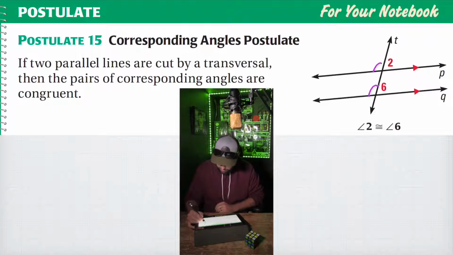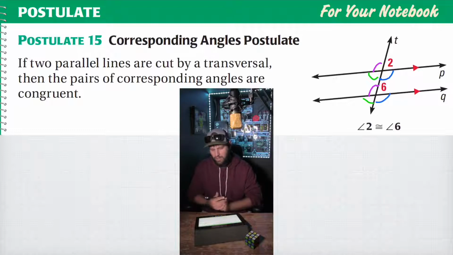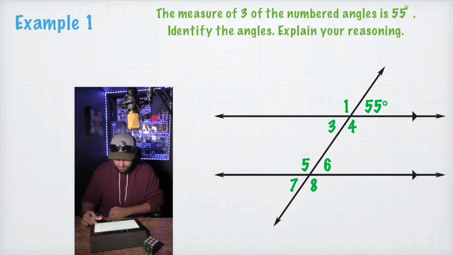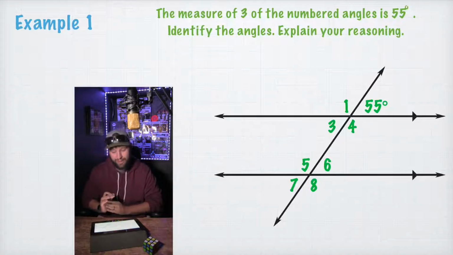Also, these purple angles would be corresponding angles, right? And these green angles would be corresponding angles. And these blue angles are corresponding angles. So all those angles would be congruent to their own color. Let's keep going. Example 1: the measure of 3 of the numbered angles is 55 degrees.